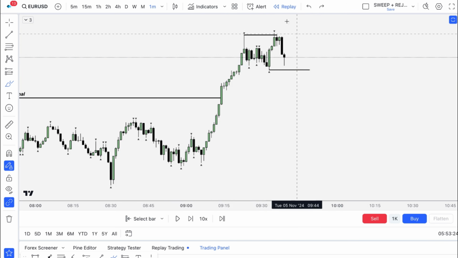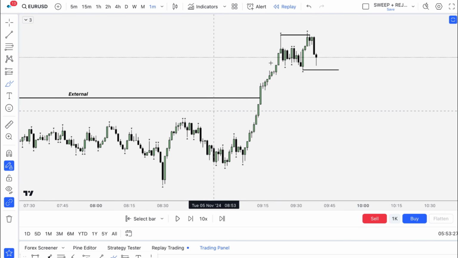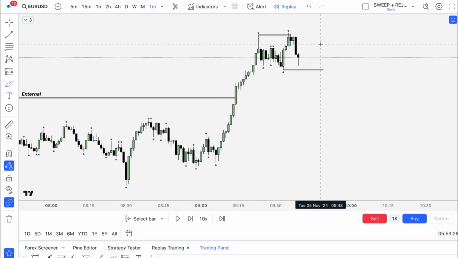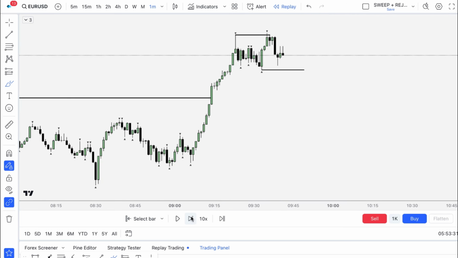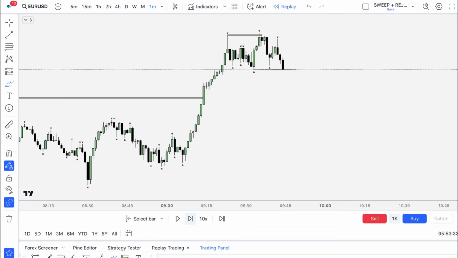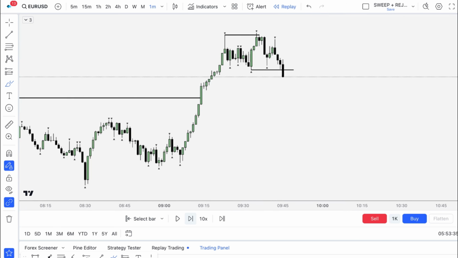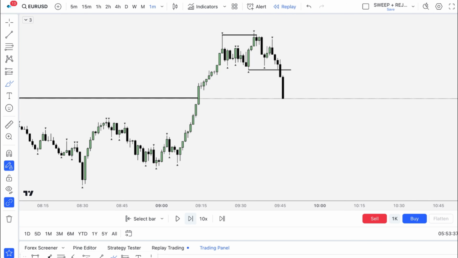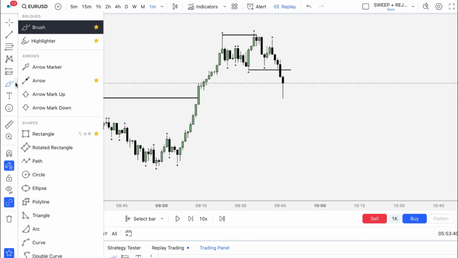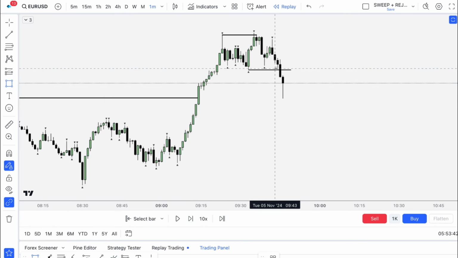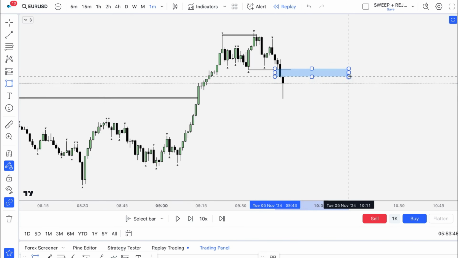So that would be taking price from external range liquidity to internal range liquidity. So let's see if we get our market structure shift. You can see that's what we get right here, and you can see what price has created is a fair value gap right here.